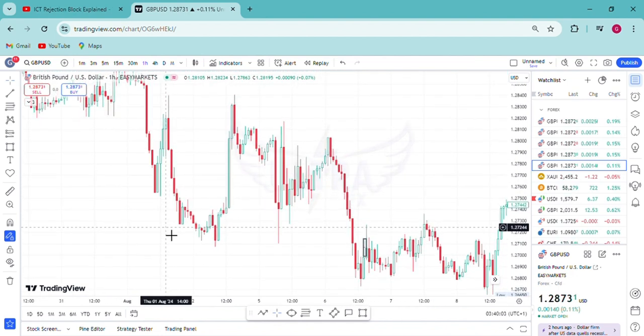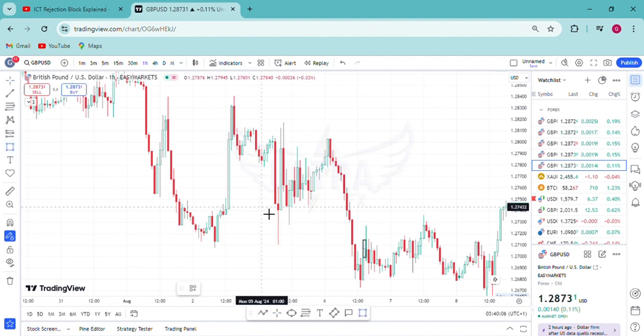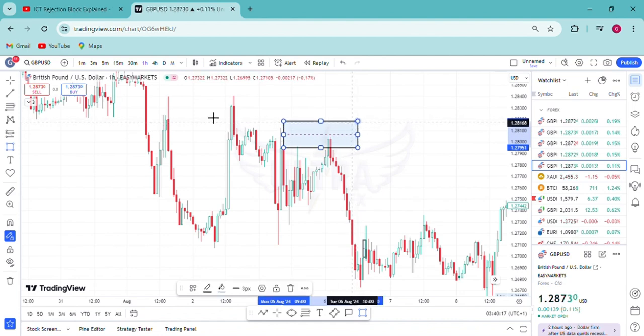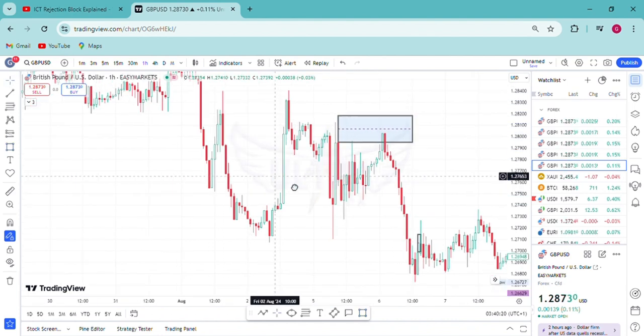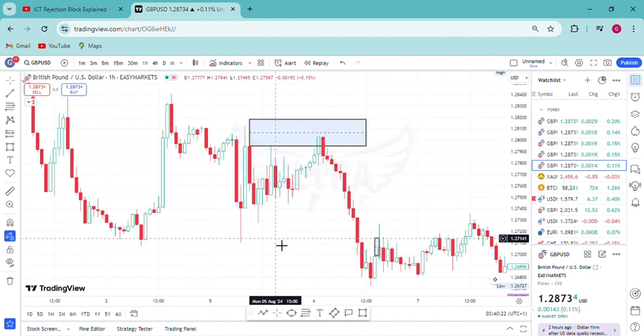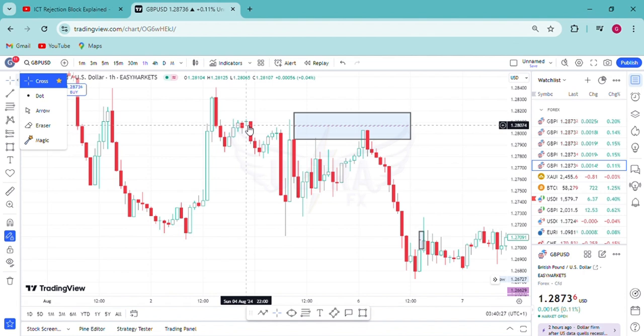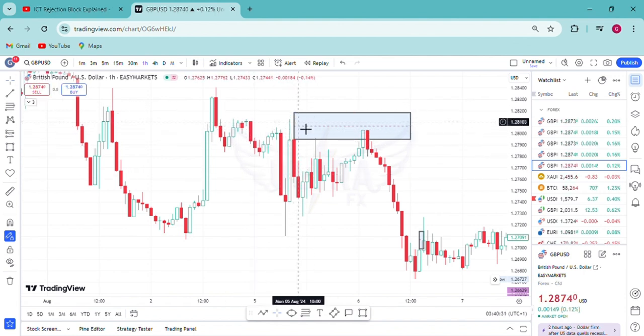Now this is an example of a rejection block. See this long wick right here. The creation of this long wick is because there have been too many rejections from this zone. You can see rejection from this zone, right? A rejection, then leaving a long wick, and this wick takes this liquidity out.